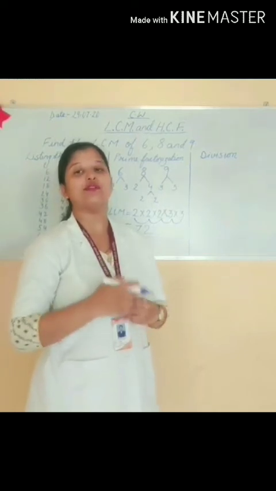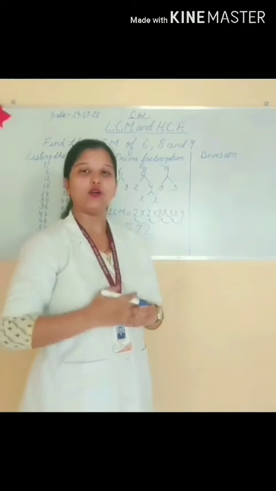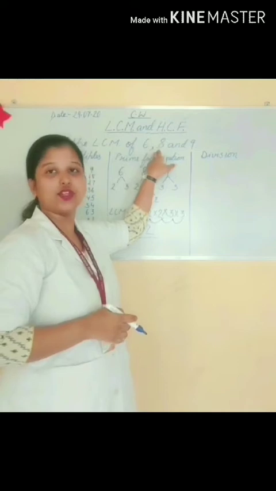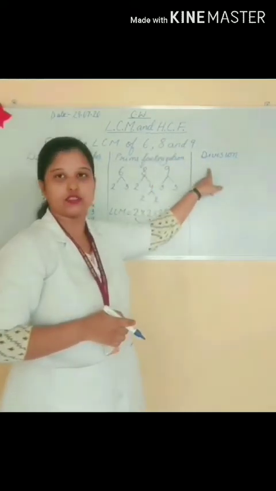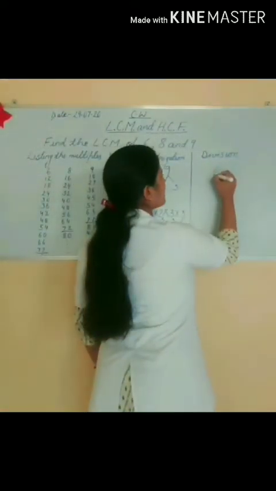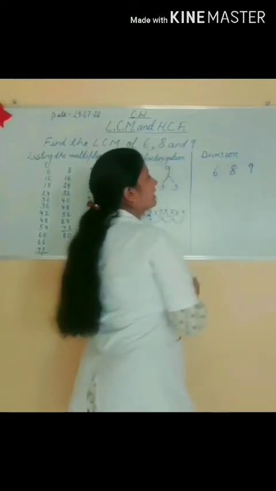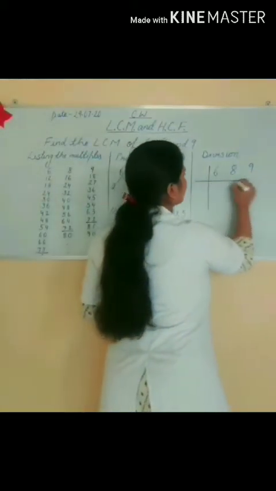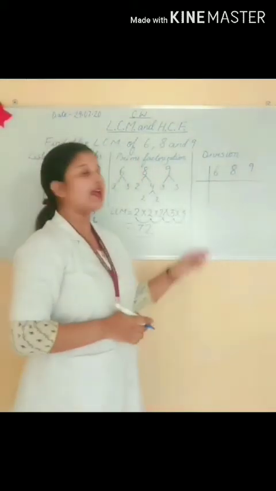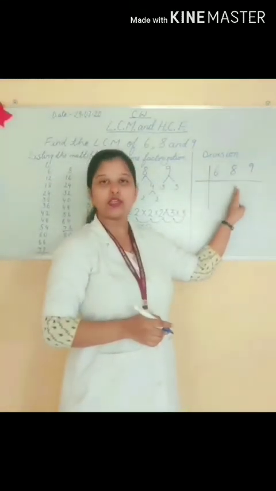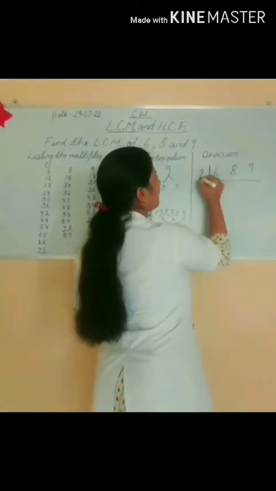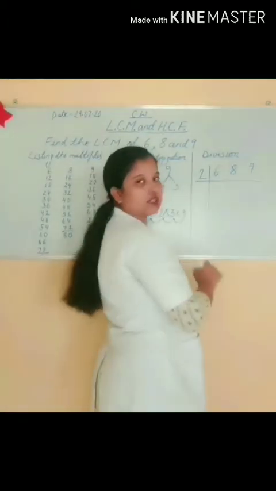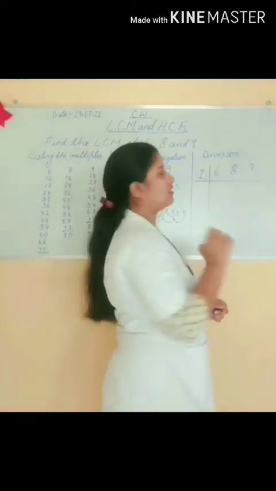What we have to do? We have to divide repeatedly. How? Let us see. We have to find the LCM of these three numbers only with the help of this method. So we have three numbers, 6, 8 and 9. At first we will write these numbers here. Then we can divide at least two numbers by 2. So you will write here 2 and now start dividing. When I divide 6 by 2, I will get 3.